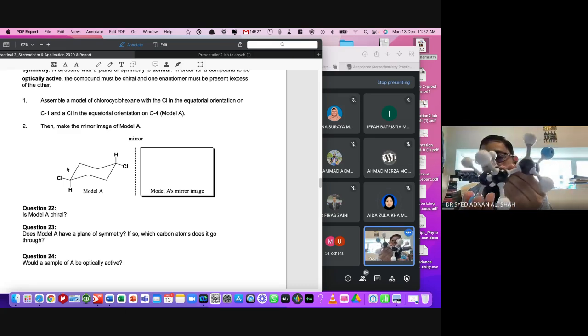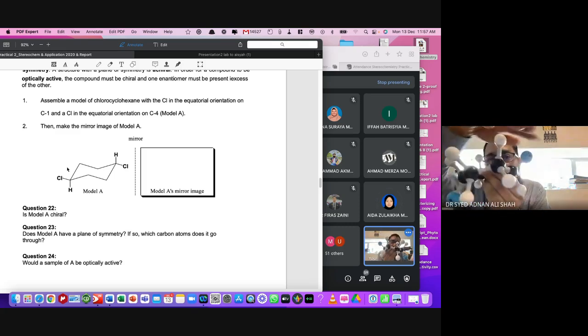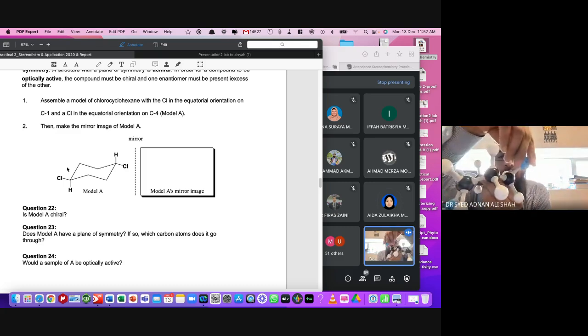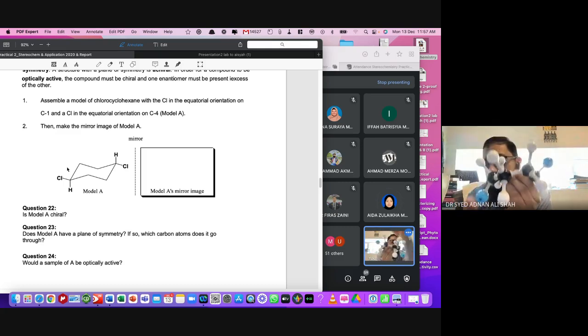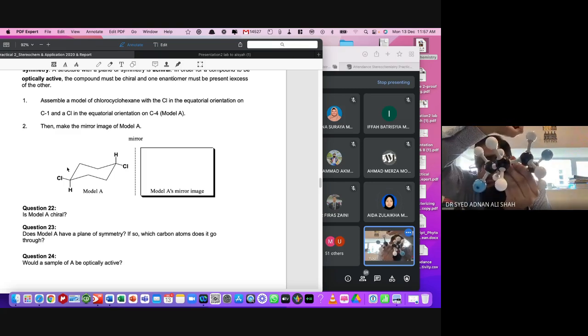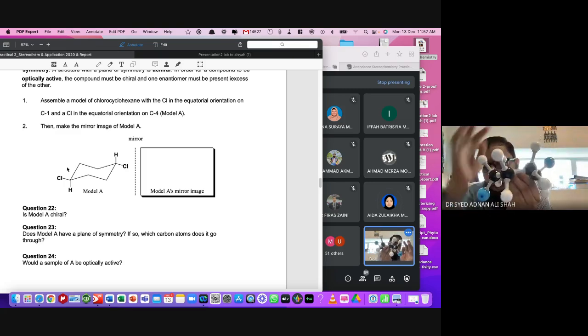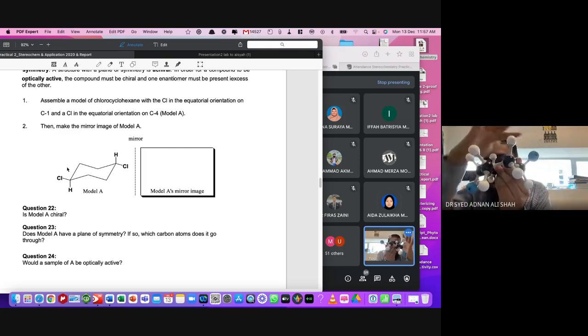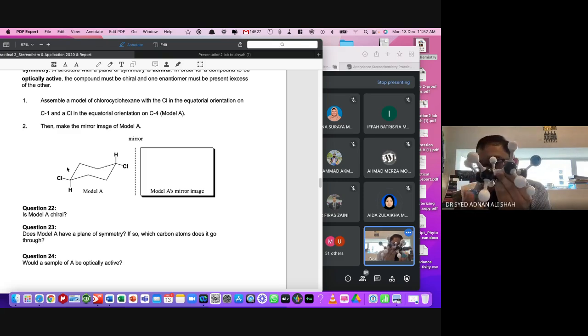One is on the down plane, and the other is at the top, right? This is also equatorial, this is also equatorial, right? But this is projecting down, this one is projecting up, right? So both have different orientation in space, so they are opposite to each other. So they are trans, right? So if I want to convert the trans into cis, I have to break the bond.